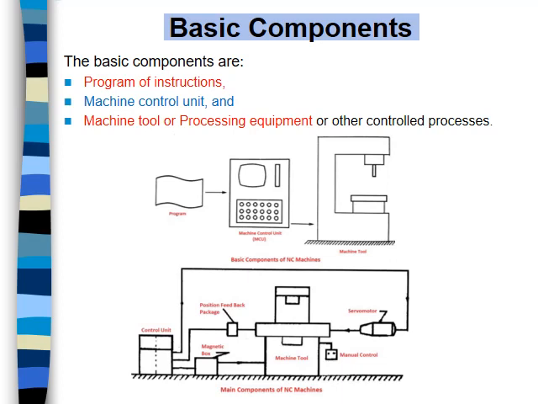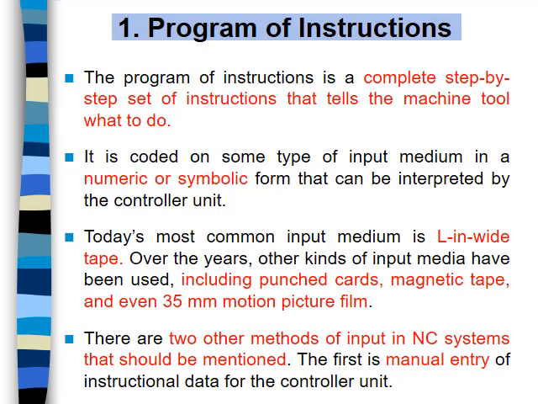So there are three basic components in the CNC. What are those? Those are the program of instructions, the machine control unit and the machine tool or processing equipment. So these three are the big components of one CNC. First one is the program, second one is the MCU, that is the machine control unit, third one is the machine tool.